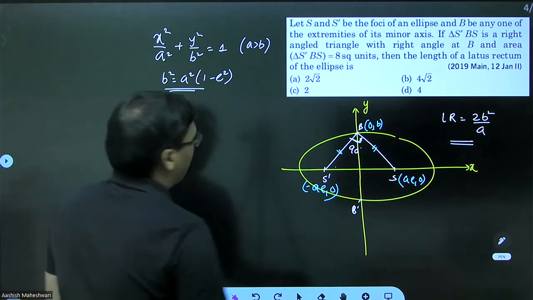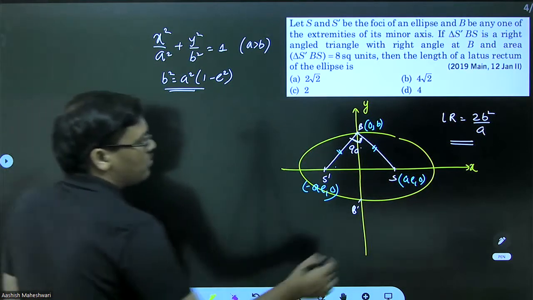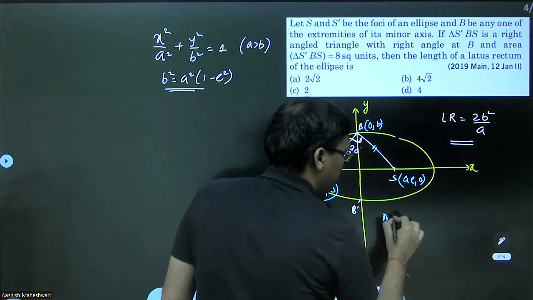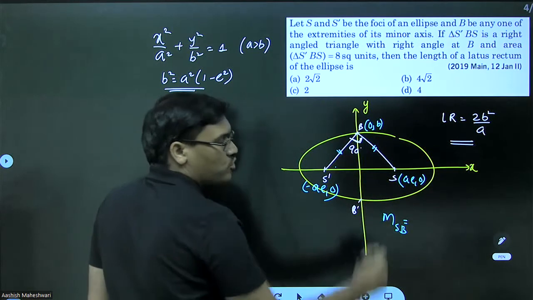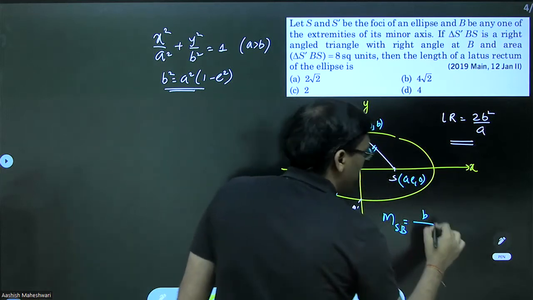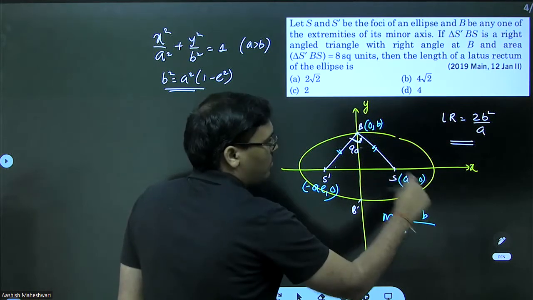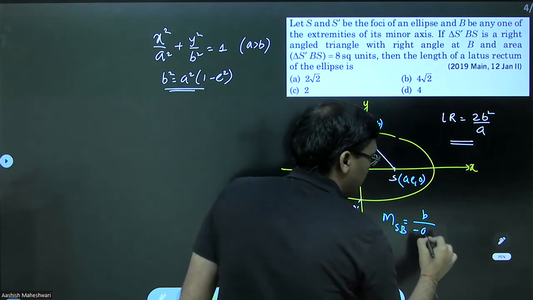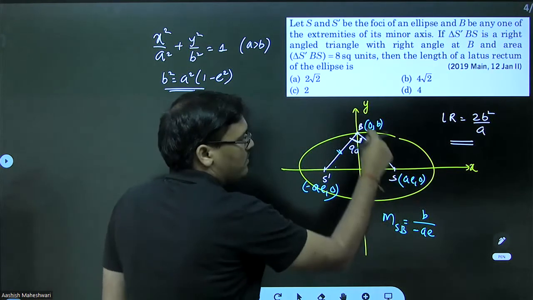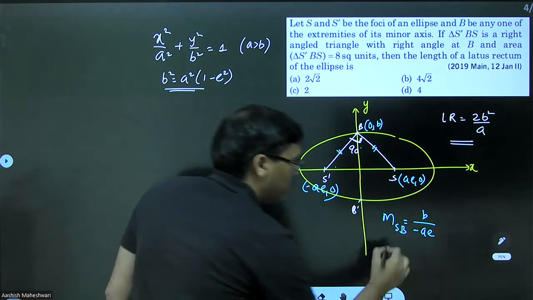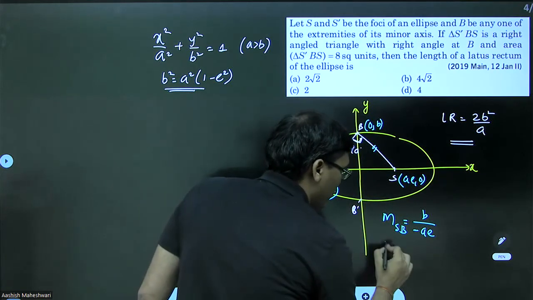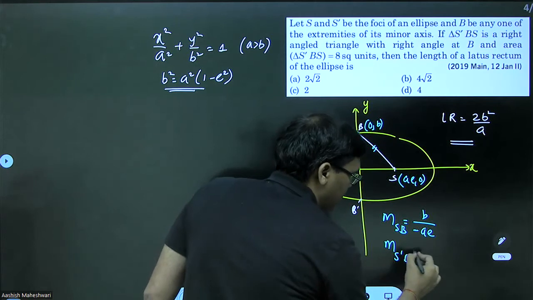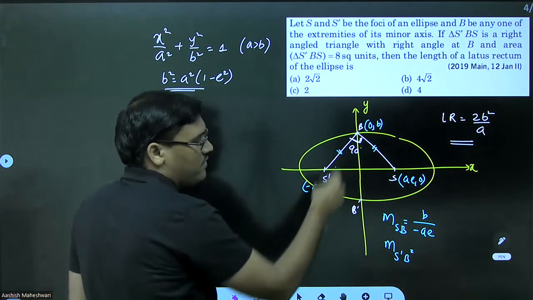So let's say I can take any one of them. What is the slope of SB? This is y2 minus y1 upon x2 minus x1, that is B minus 0 upon minus AE. What is the slope of S dash B? This is again y2 minus y1 upon x2 minus x1.